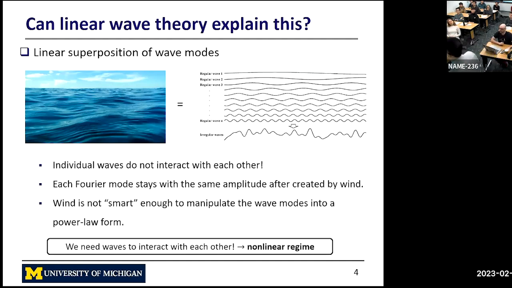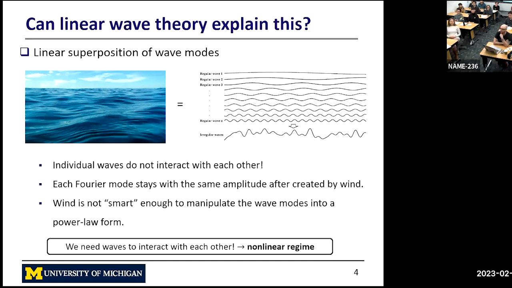So what linear wave theory does is basically to say that I have an irregular ocean surface that results from the summation of lots of linear wave modes. So I have linear sinusoidal modes with different frequency and different direction and different amplitudes. And after I sum over all these modes, then I get an irregular wave surface that looks like the ocean surface.